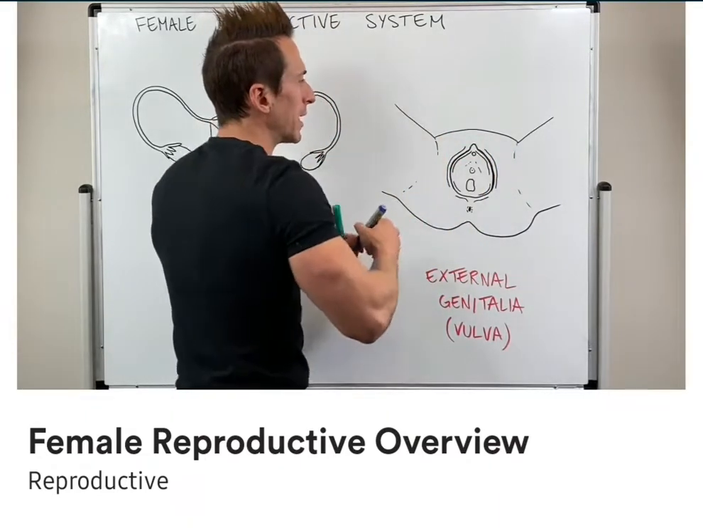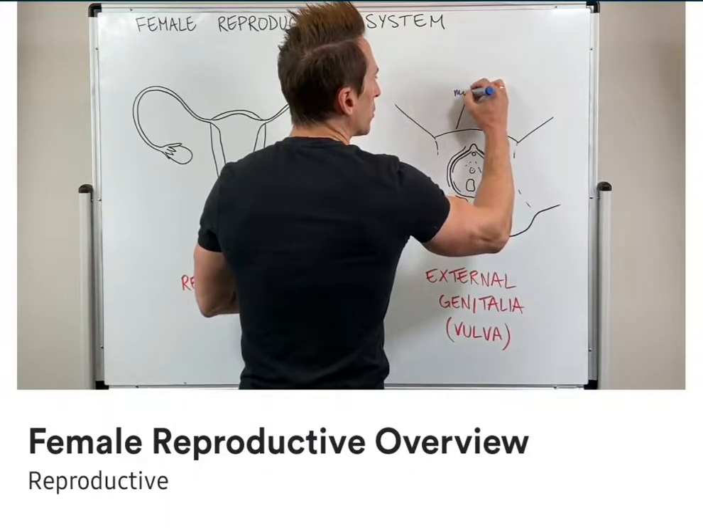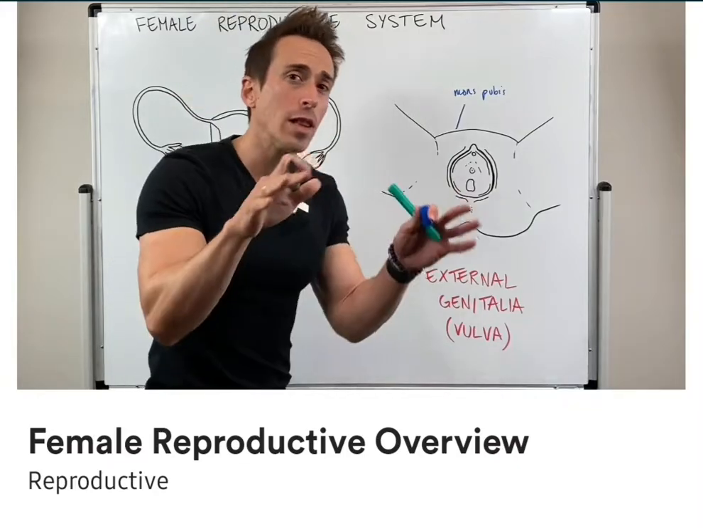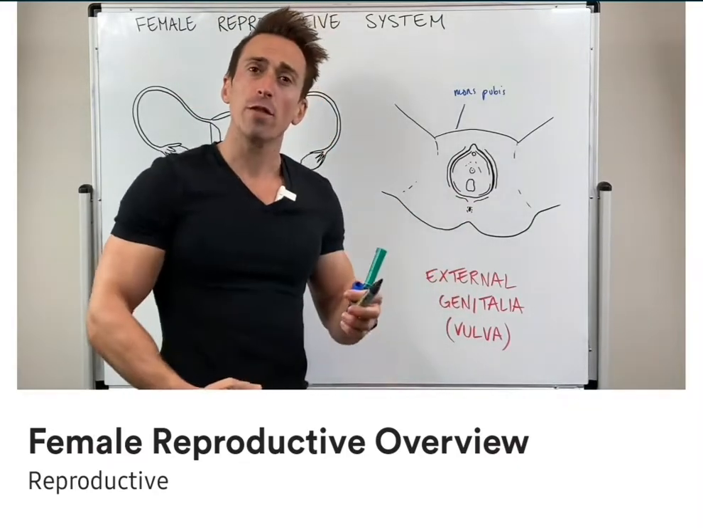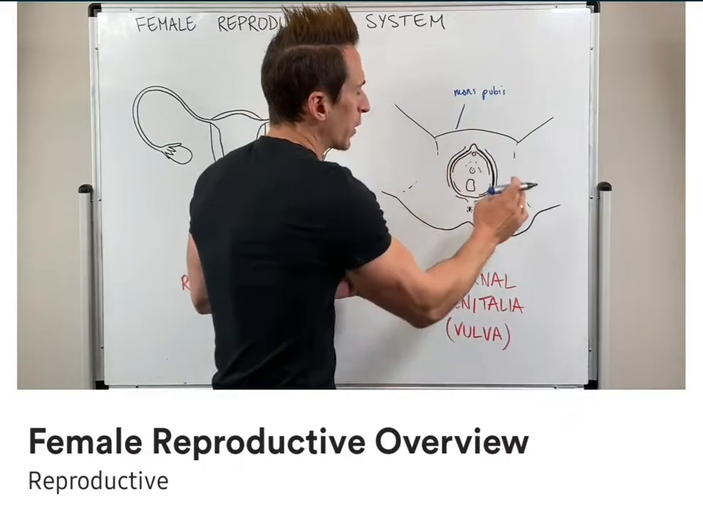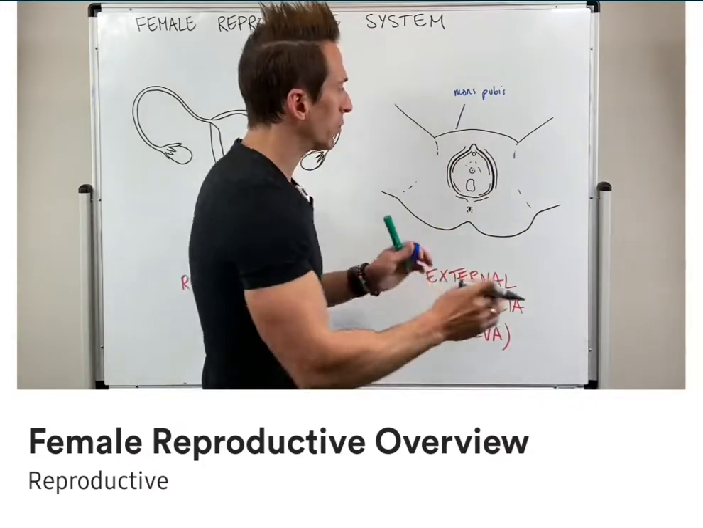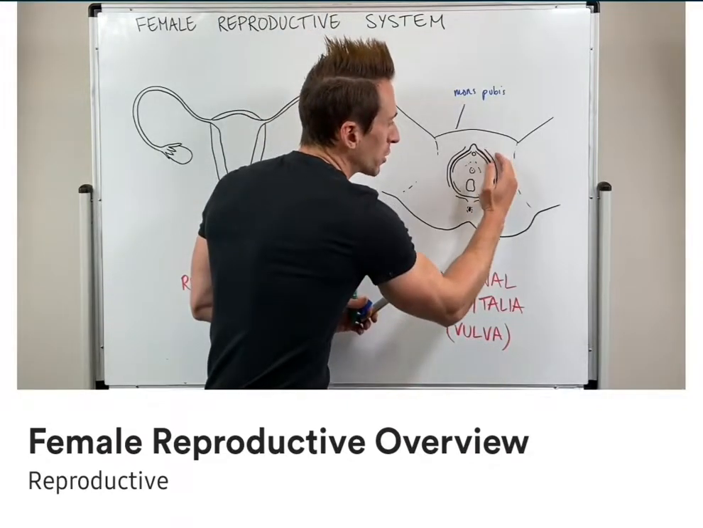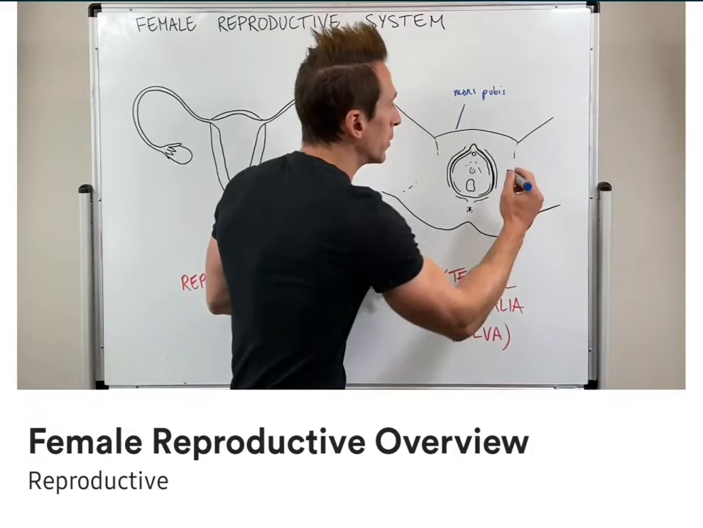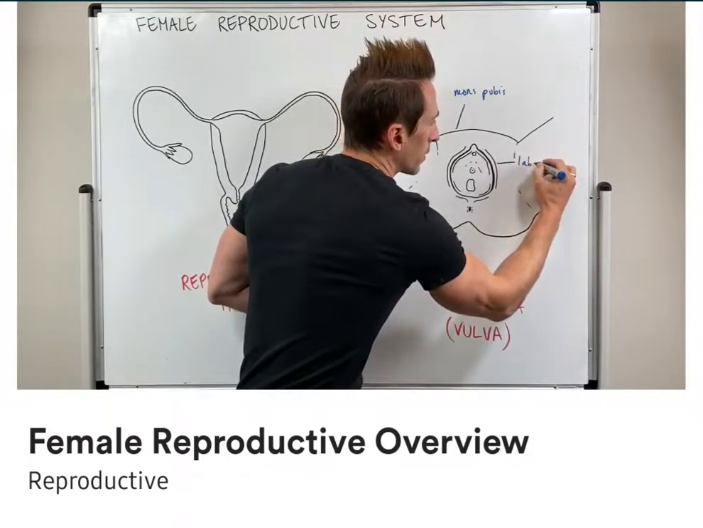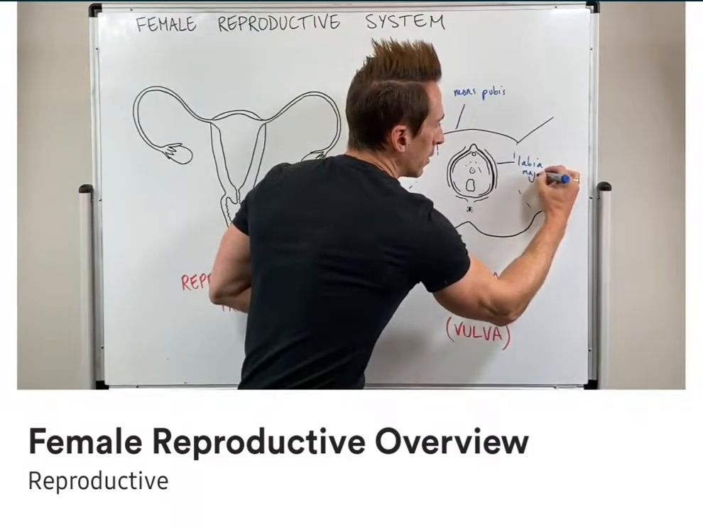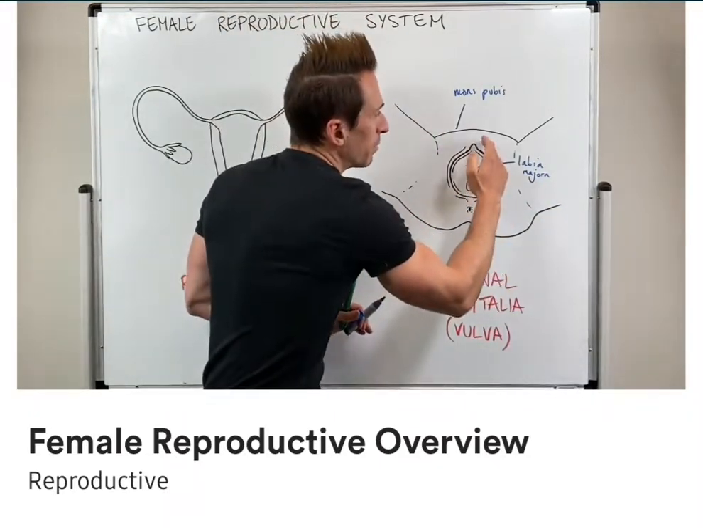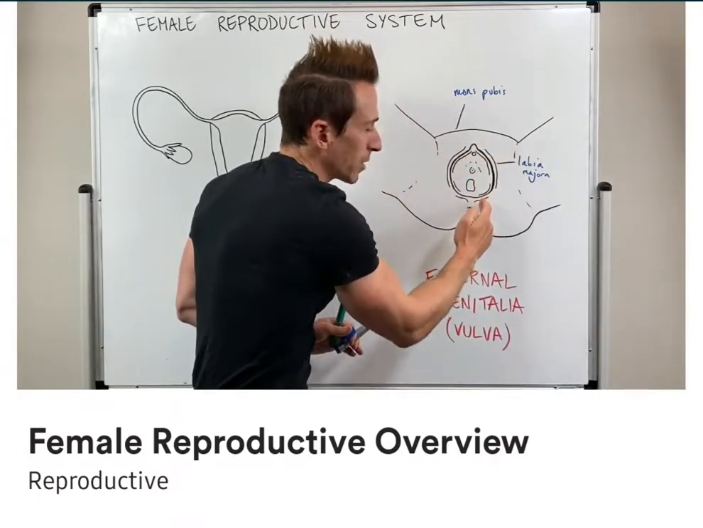Now the mons pubis is a fatty pad that overlays the pubic symphysis, so the very front of the pubis itself. We can see that there are two skin folds. In actual fact, there are two lots of two skin folds, which we call the labia, and the most external aspect is going to be called the labia majora, which are two skin folds that basically begin at the mons pubis and finish down at the perineum.